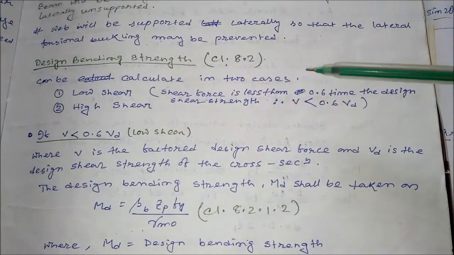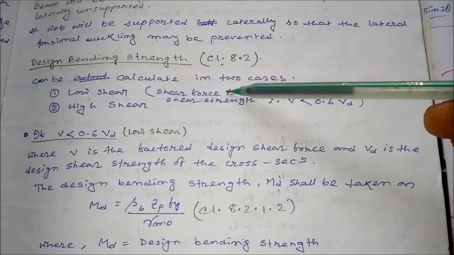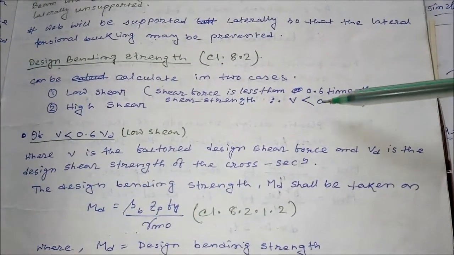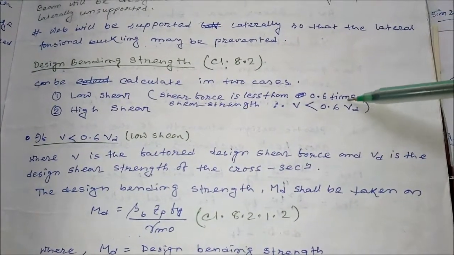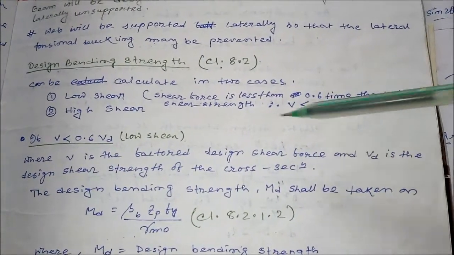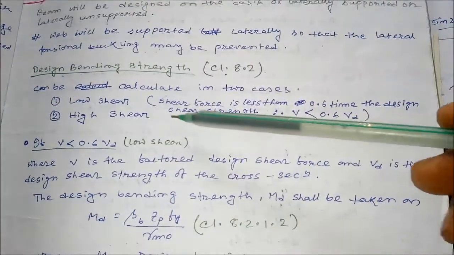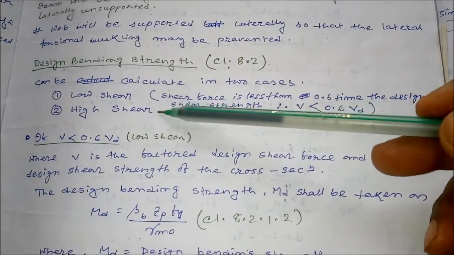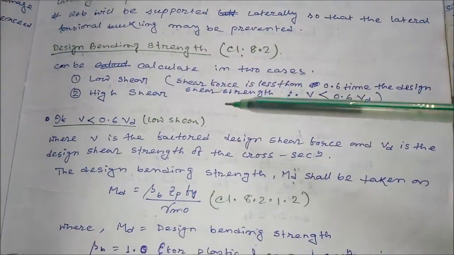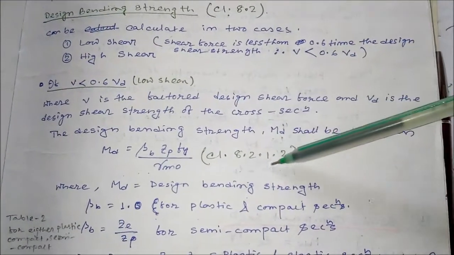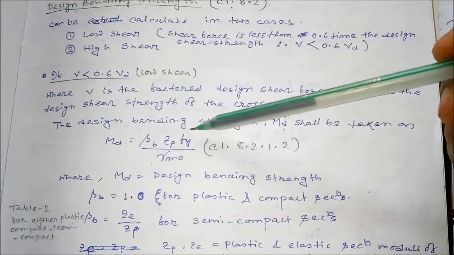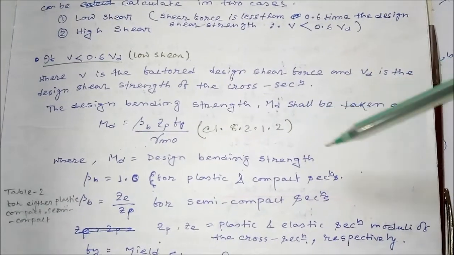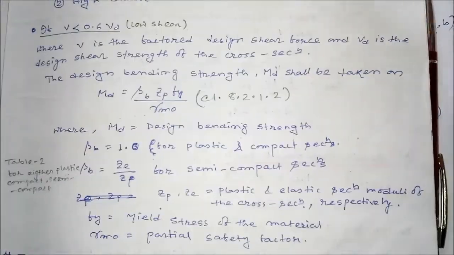How can we find out? If the acting shear force is lesser than 0.6 of the design shear strength, then we can say that the case is low shear case. And if this exceeds 0.6 of the VD value, then we say this is the high shear case. So for low shear case, we can find out the design bending strength by this formula in clause number 8.2.1.2. All the details are given over there.